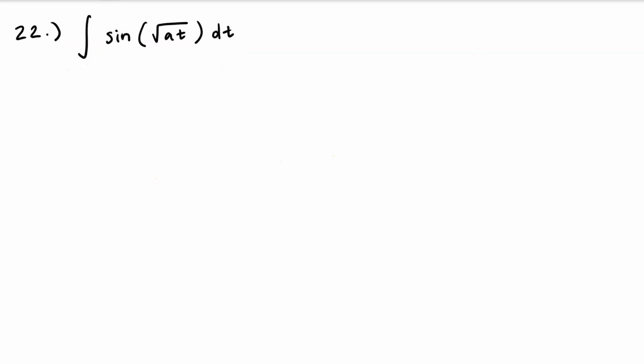For question 22, we have the integral of sine of the square root of a times t dt, where a is just some constant here. And we're going to end up using u substitution. I'm going to let u equal the inside of our trig function, which is the square root of a times t. Then I want to take the derivative.